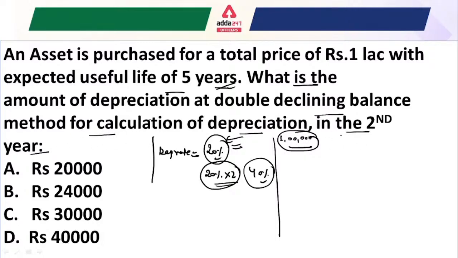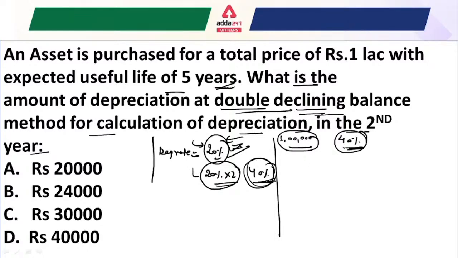So we know that the depreciation is charged at 40%. I think it is understandable now for everyone. If it is a question of the declining balance method, we use only 20%, but if it is a question of the double declining balance method, that means we use 20% multiplied by 2, that is 40%.